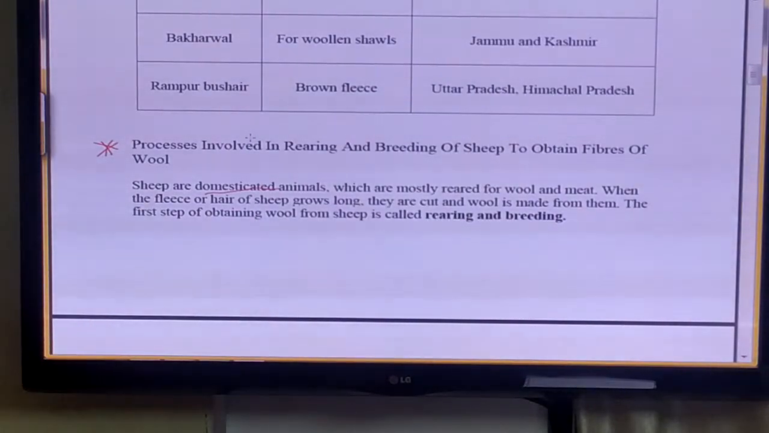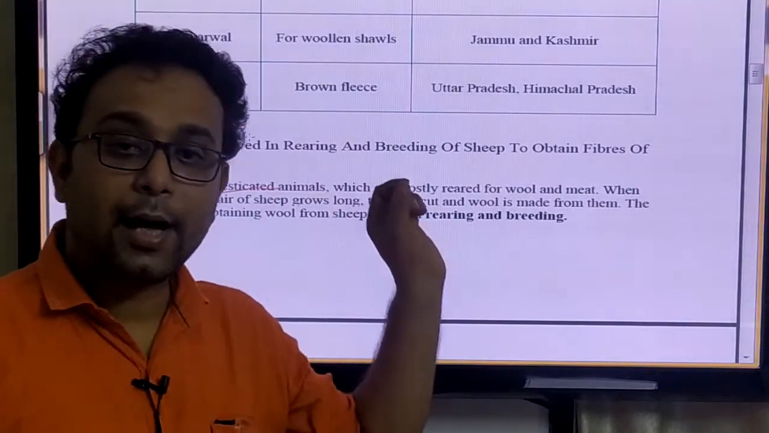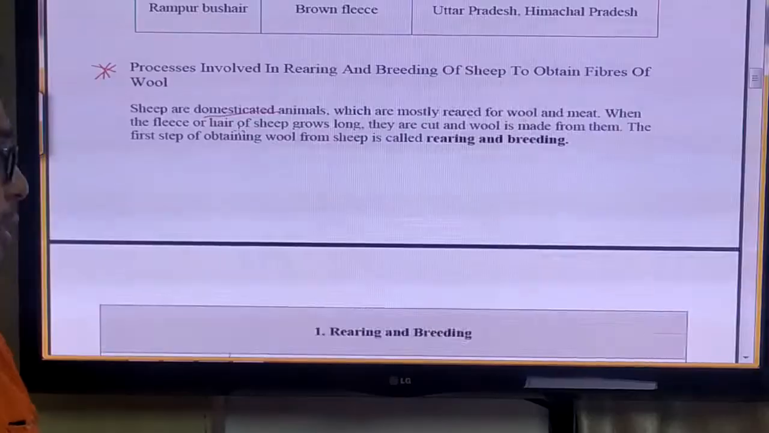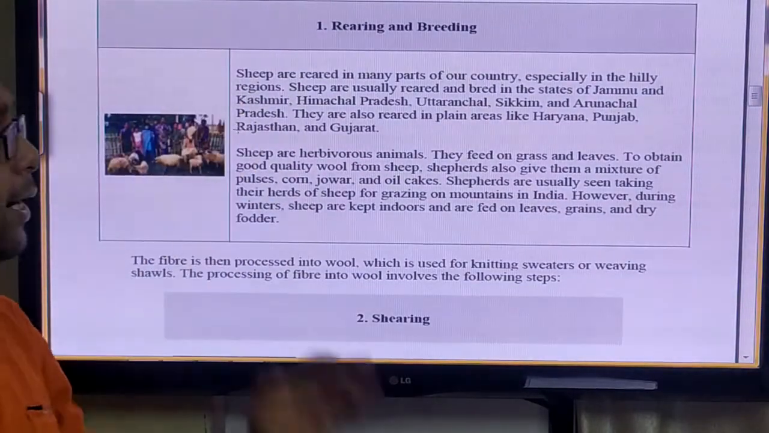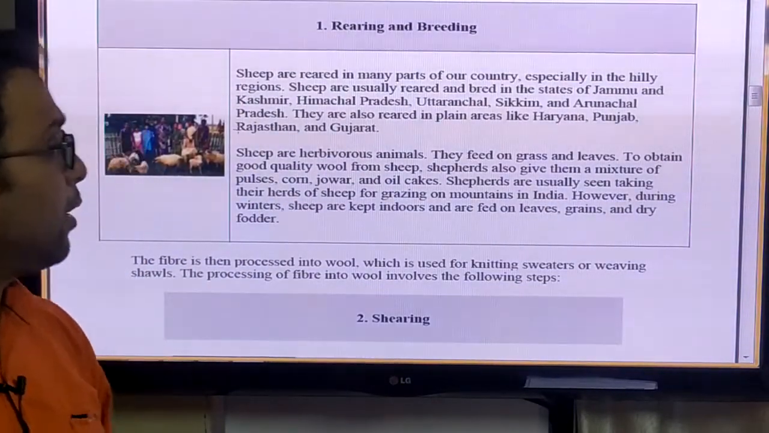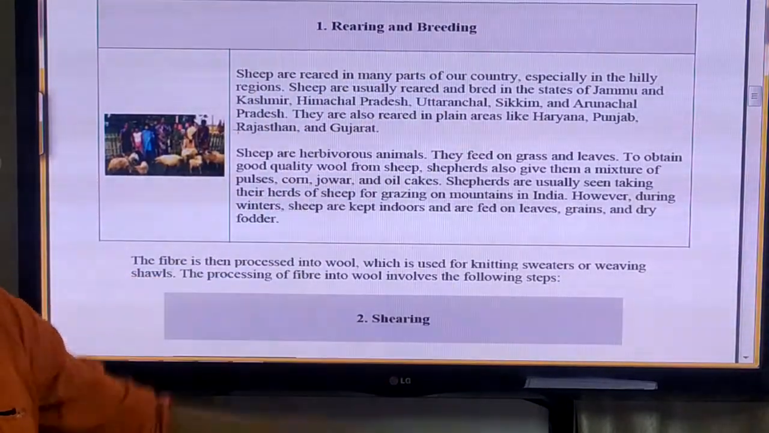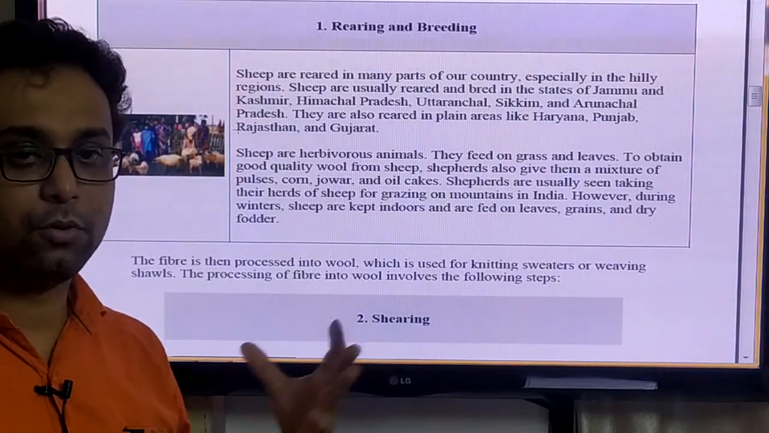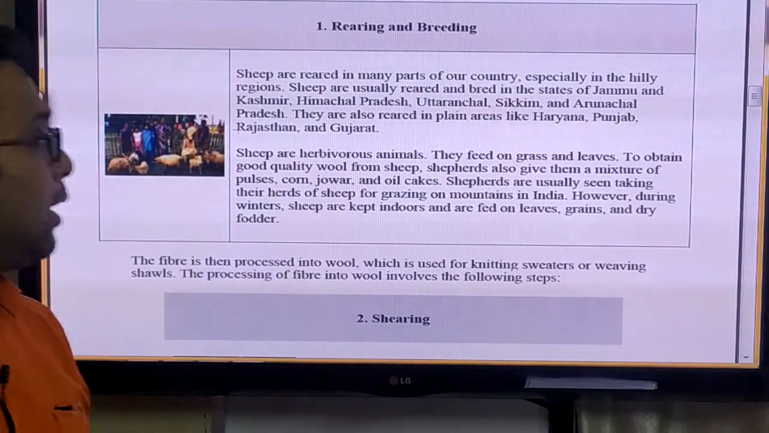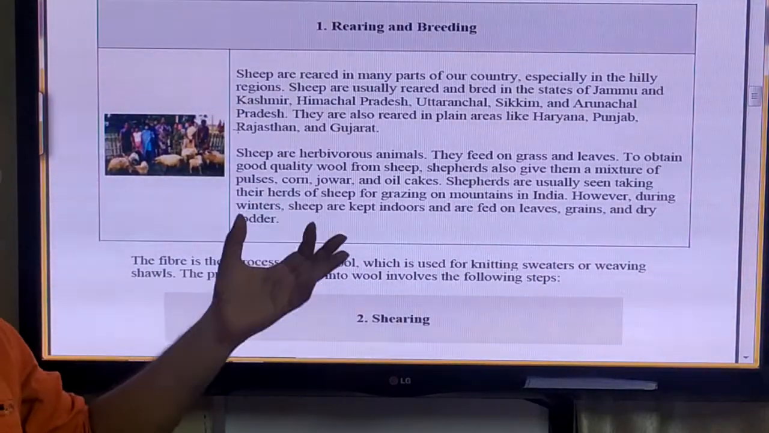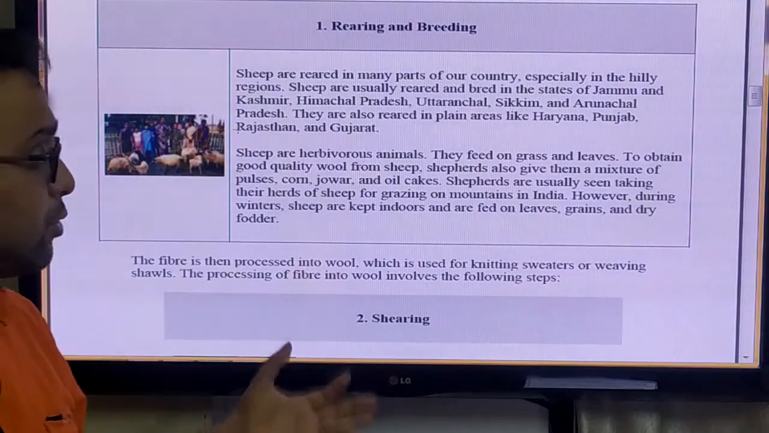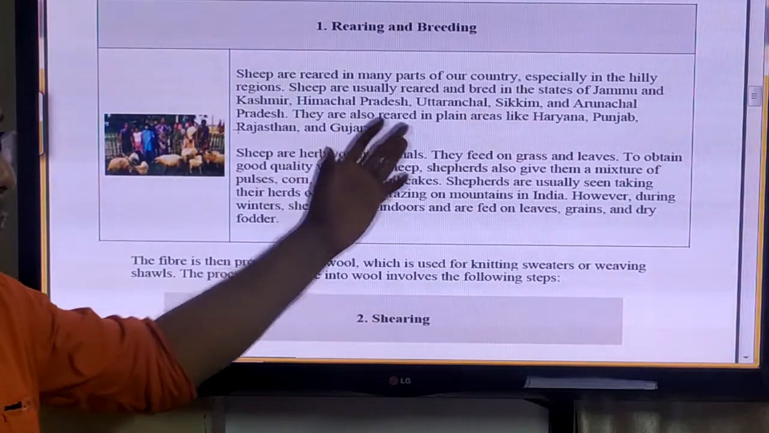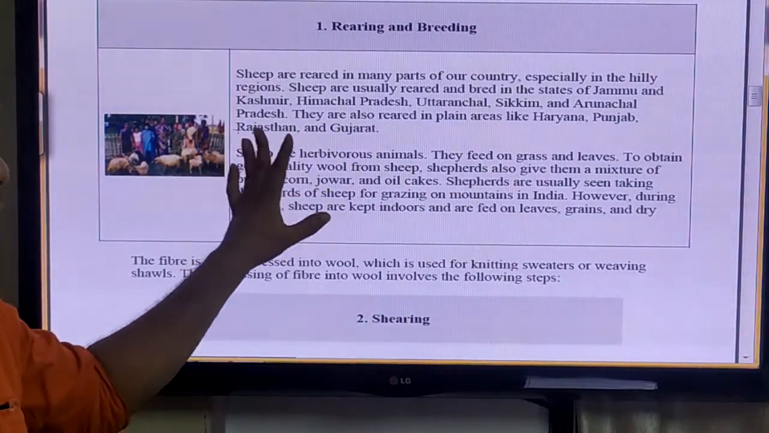The first step of obtaining wool from the sheep is the rearing and breeding process. So now we discuss some details about this. Number one, rearing and breeding technique. Sheep are reared in many parts of our country, but generally hilly regions are more suitable for this type of animal. Sheep are usually reared in the states of Jammu and Kashmir, Himachal Pradesh, Uttaranchal, Sikkim and Arunachal Pradesh, and they are also reared in plain areas like Haryana, Punjab, Rajasthan and Gujarat.